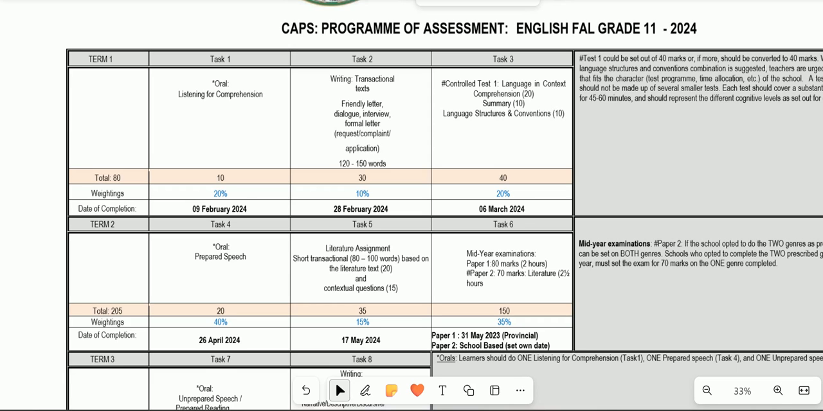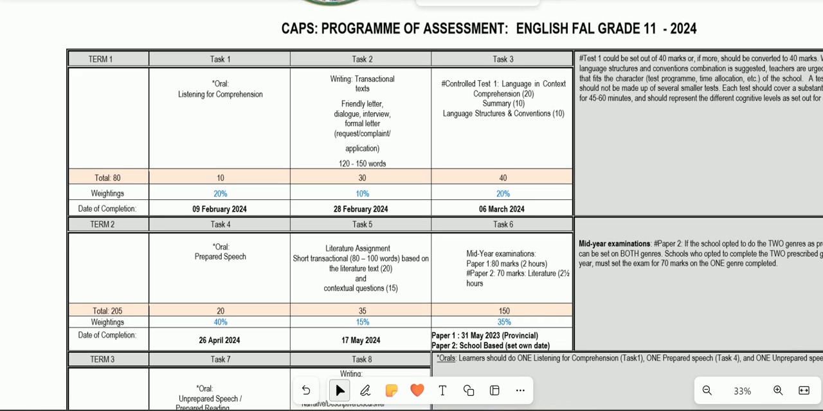Now, what is important is not to take any task for granted, bearing in mind that the tasks contribute to the final examination and to the papers that you're going to write in your mid-year examination as well as final year examination, including the term test, like your task number 3, which is going to be a test out of 40 marks.